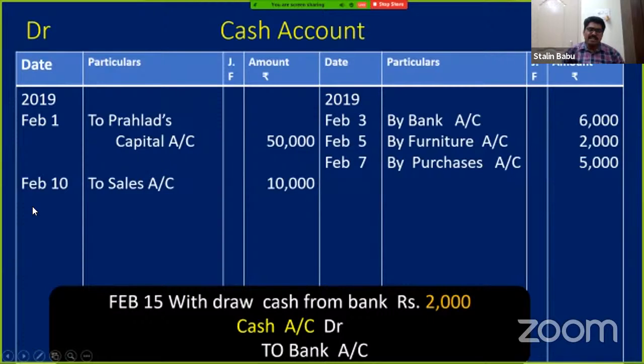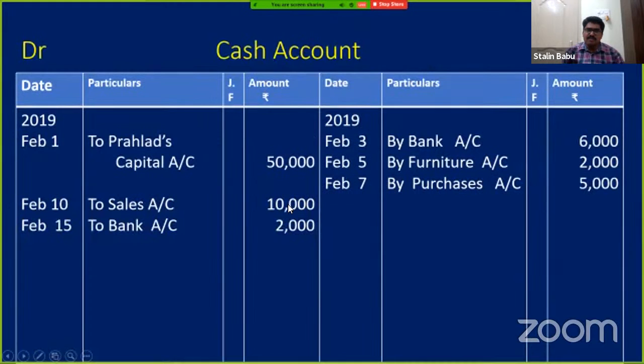So what is the transaction date? February 15th in the date column. In the particulars column, we write the name of the account created against the cash, here bank. So to bank account, amount 2,000 in the amount column. February 15th, to bank account, 2,000.